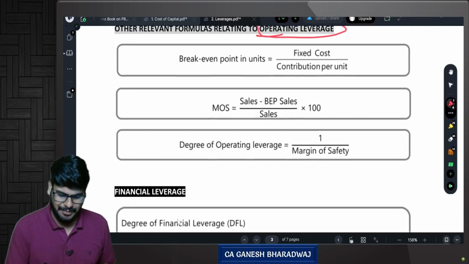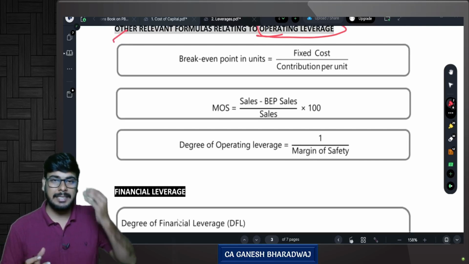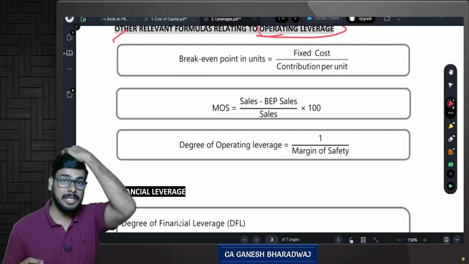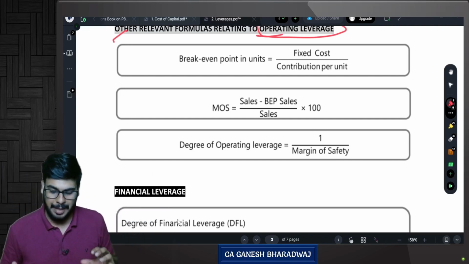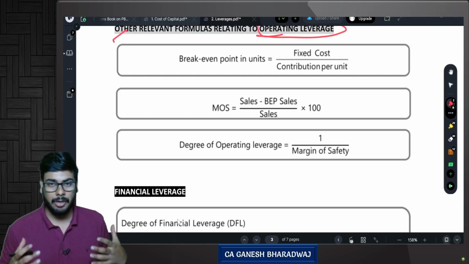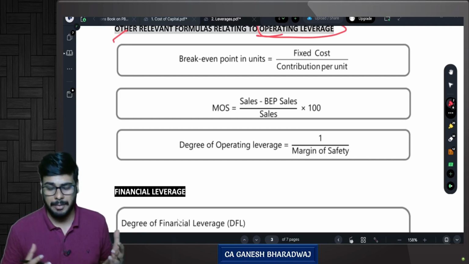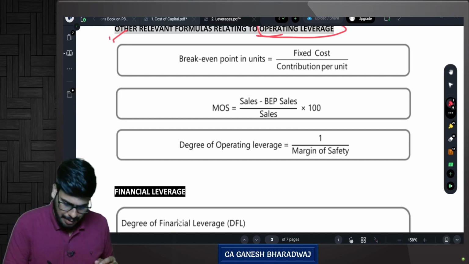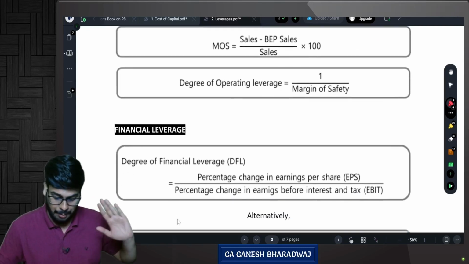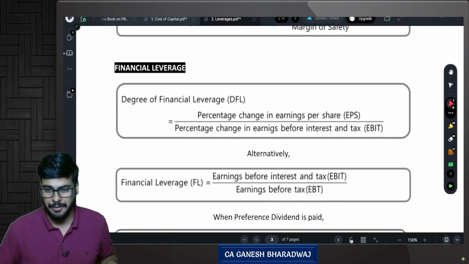So all these things are very, very logical. In fact, these are certain things that are linked to our marginal costing chapter in our cost and management accounting. In the costing paper, certain things are related to marginal costing. But anyways, we will see all these things. Don't worry about it. I'm not omitting it. So let's go to the financial leverage, right?